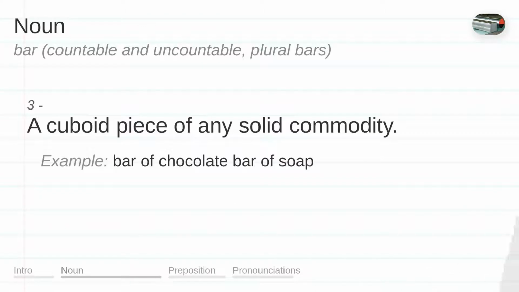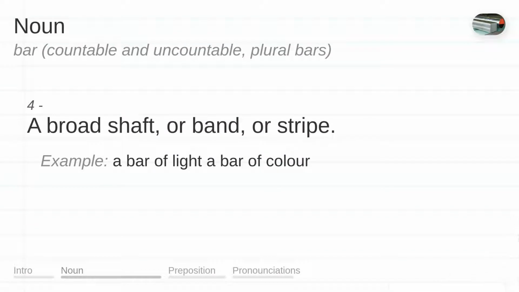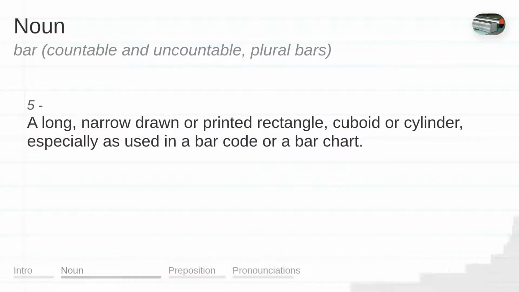A cuboid piece of any solid commodity. Example: Bar of chocolate, bar of soap. A broad shaft, or band, or stripe. Example: A bar of light, a bar of color. A long, narrow drawn or printed rectangle, cuboid or cylinder, especially as used in a barcode or a bar chart.